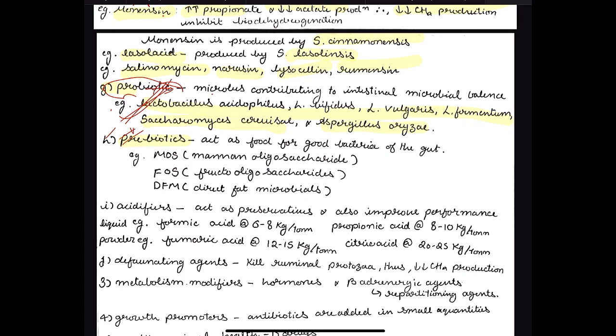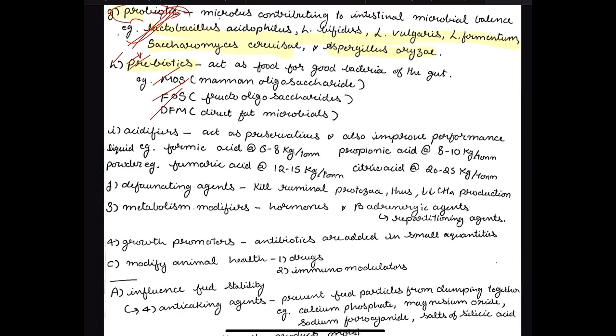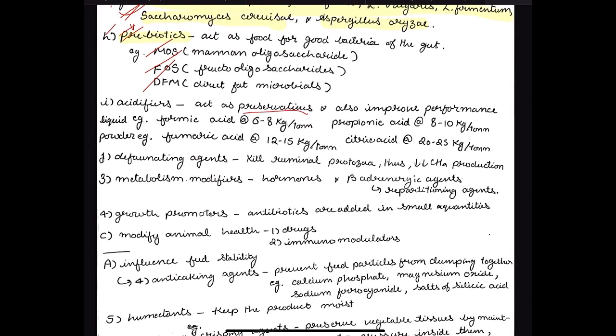Then we have prebiotics. Prebiotics act as food for the good bacteria. So probiotics are the bacteria themselves, right, which are good for the gut health. And prebiotic, they are the food for the good bacteria of the gut. Okay, and the examples are MOS, FOS, and DFM, mannan oligosaccharide, fructo-oligosaccharide, and direct fed microbial. Then we have acidifier that act as preservative and improve the performance of the animal. They are present in two forms, liquid form and powder form. In liquid, we have formic acid and propionic acid. In powder form, we have fumaric acid and citric acid. Don't get confused between fumaric and formic acid. Formic is liquid, fumaric is powder.